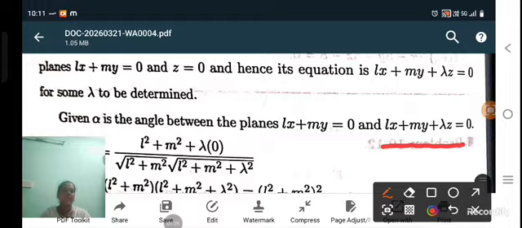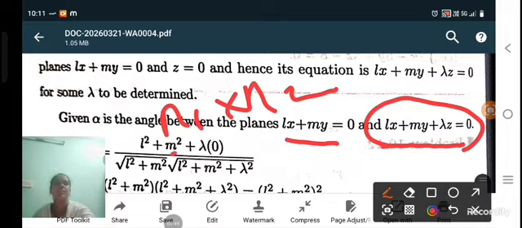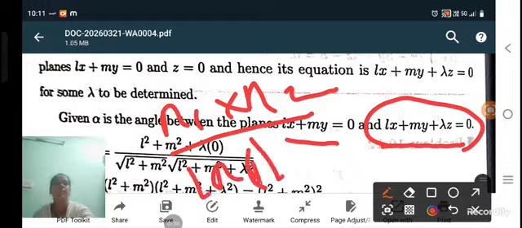Then use the angle between planes formula. The angle between two planes is equal to the angle between their normal vectors. The normal vectors are n1 equal to L, m, 0 and n2 equal to L, m, lambda. Thus, cos alpha equal to n1 dot n2 divided by modulus of n1 into modulus of n2.